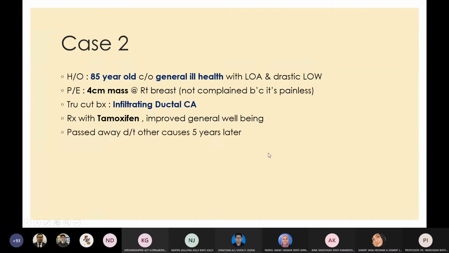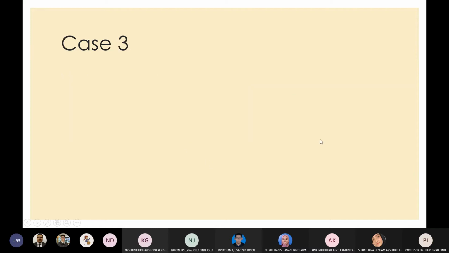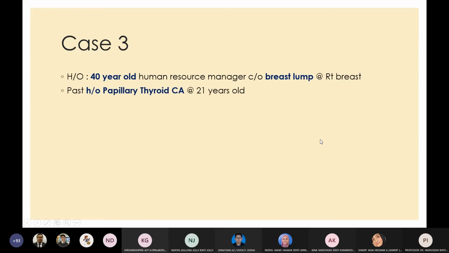Okay, I'm just showing you examples of cases and how they present in variable ways. The patient was well and did not pass away because of the disease, but because of old age or other illnesses. The next case is a more typical age group, a 40-year-old complaining of a breast lump, as you all have mentioned earlier. But this patient also had a history of papillary carcinoma of the thyroid when she was much younger, and it was treated and she was well. Now she came up with another cancer. Again, a cut biopsy was done.